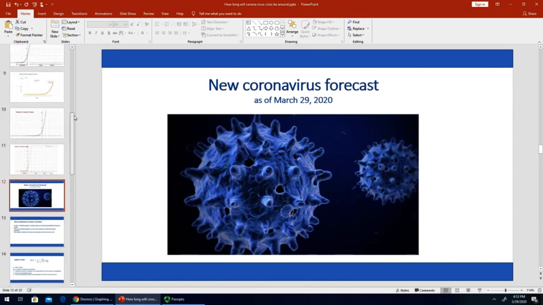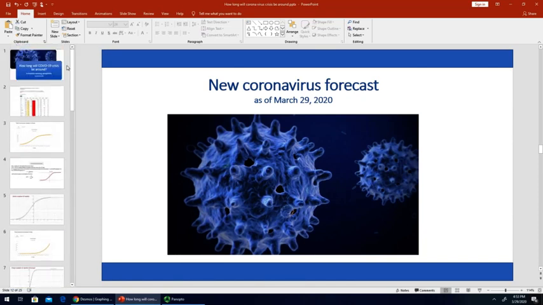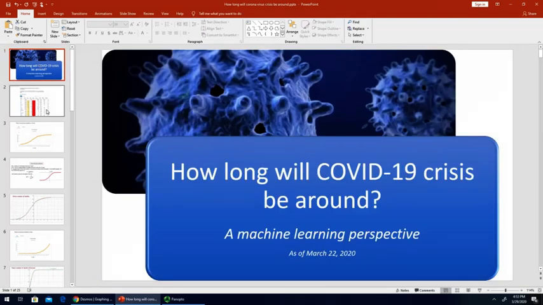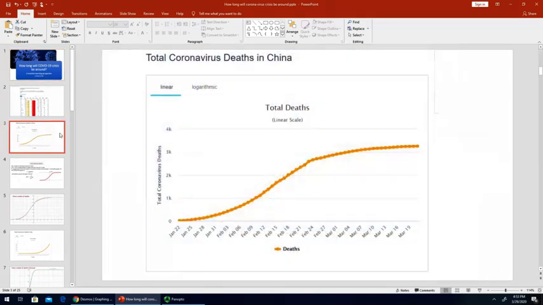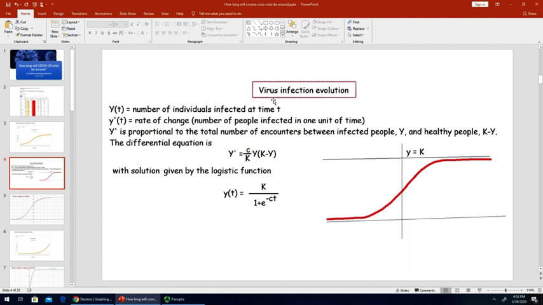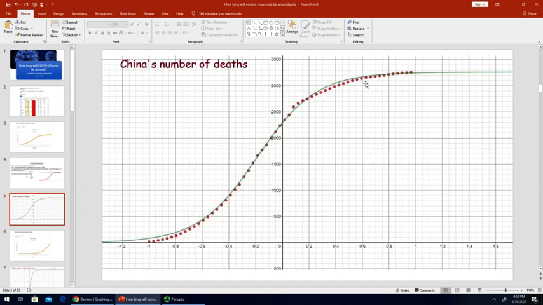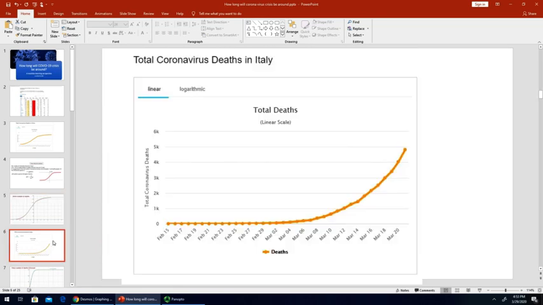So last week I had a forecast for Italy and Spain. So quick reminder of what I have done. Looking at the total number of deaths in China, I noticed that the number of deaths follows a sigmoid curve. And this sigmoid curve actually matches a model I know from ordinary differential equations called the logistic model. I matched a logistic curve, and I have tried to do the same thing, the same model, but with different parameters for Italy.